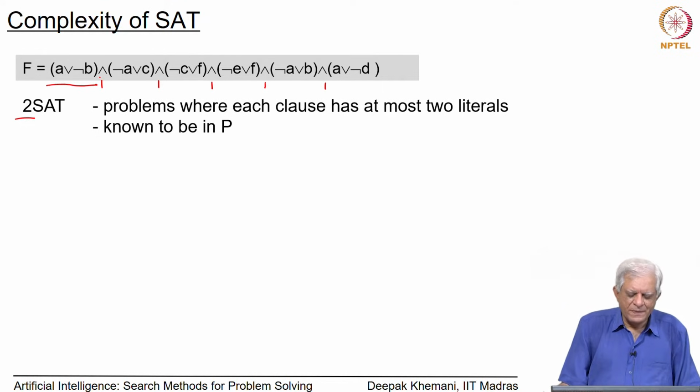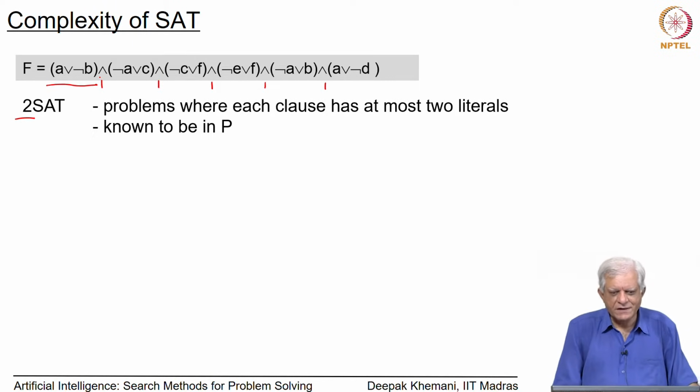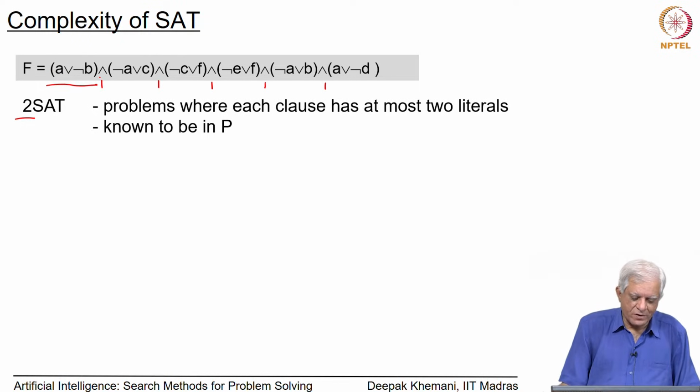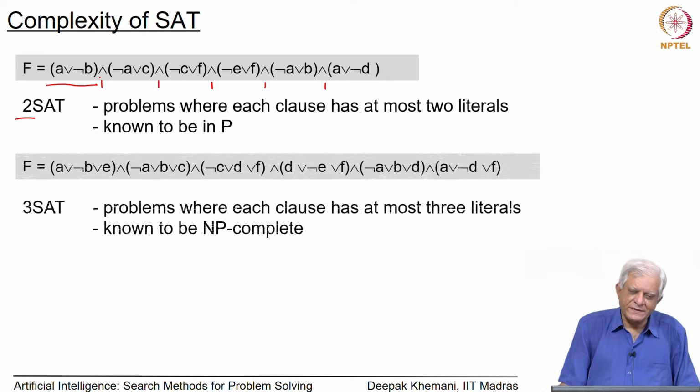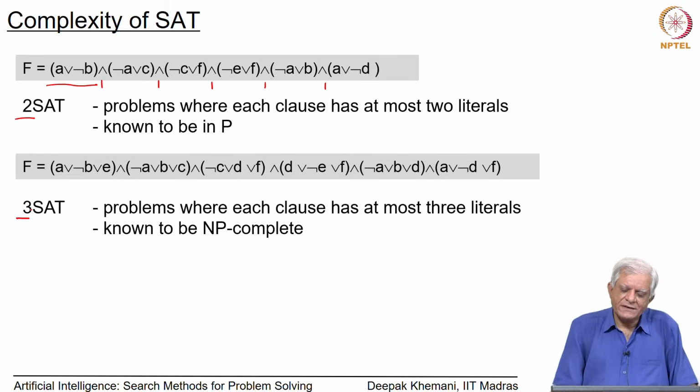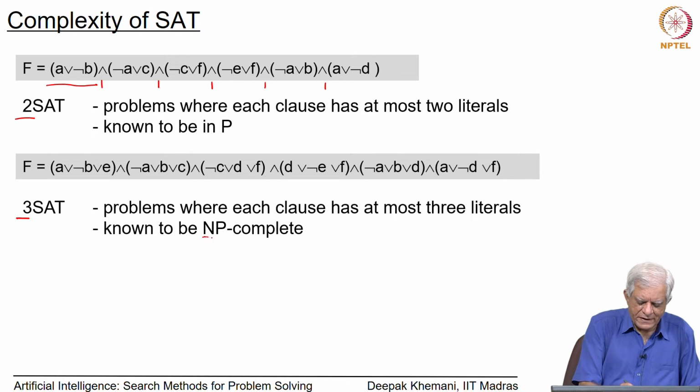Now, it has been shown that 2 SAT can be solved in polynomial time by deterministic methods, and there is a very well known algorithm called DPLL, which we may visit later on when we are looking at logic again, but there are algorithms which solve them in polynomial time. On the other hand, if we increase the number of literals in a clause by 1, we get this problem which is called 3 SAT, and 3 SAT is what was shown by Cook to be NP complete.